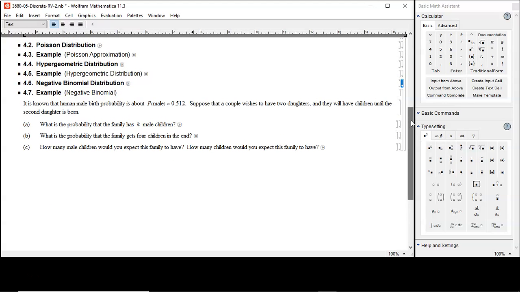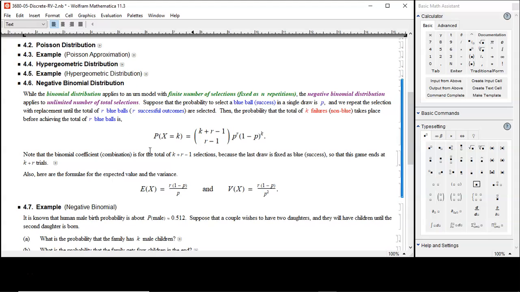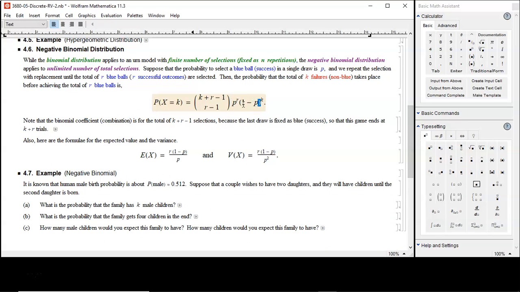It is known that the human male birth probability is about 0.512, a little bit higher than female actually. Suppose that a couple wishes to have 2 daughters, and they will have children until the second daughter is born. Theoretical example, of course. What is the probability that a family has k male children in general? So it's going to be this negative binomial, this one. The p-value is 0.512 to the r power, and 1 minus p, that's for daughters, 0.488 to the k power, and then k plus 2 daughters, so that's it.